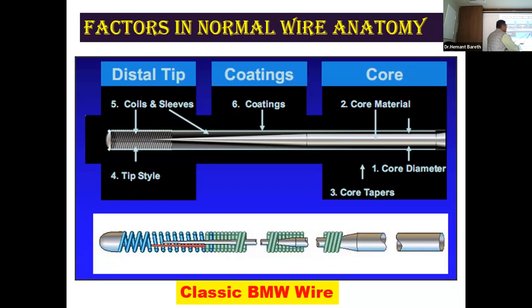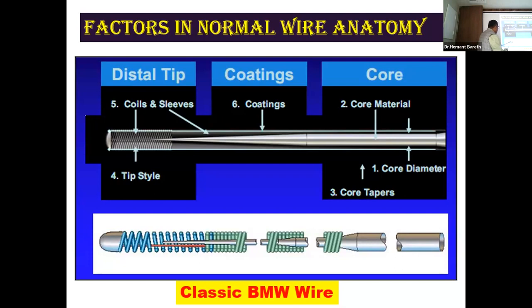Third is core taper. I told you, if it is a tapering core, then you can penetrate the occlusions also. Then the type of the coils or the sleeve. This is also very important because this is what will negotiate turns, bends, lesions, etc., and the strength. So these are the things, and you can see these are the parts.